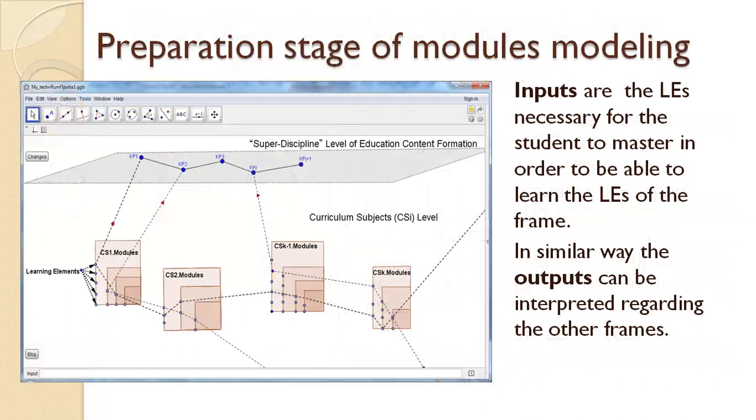As I said above, in our approach, the disciplines are composed by the frames uniting the learning elements. Any frame has inputs and outputs. Inputs are the learning elements necessary for the student to master in order to be able to learn the learning elements of the frame. And in a similar way, the outputs can be represented regarding the other frames.